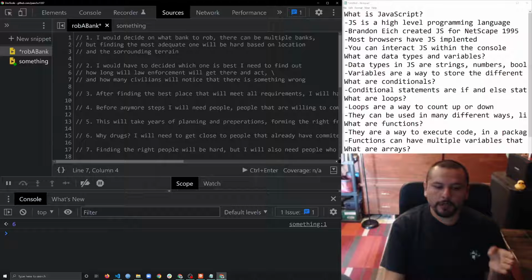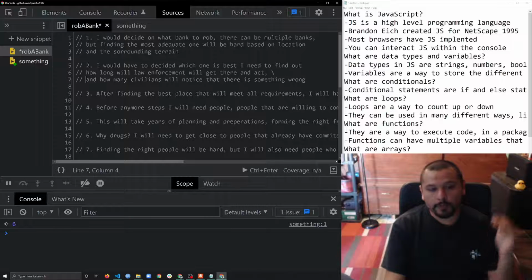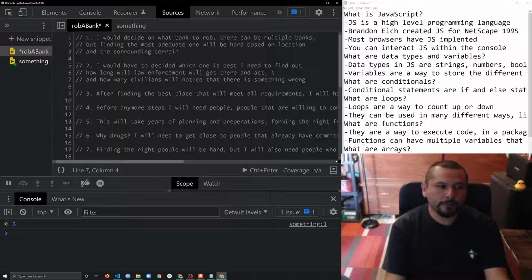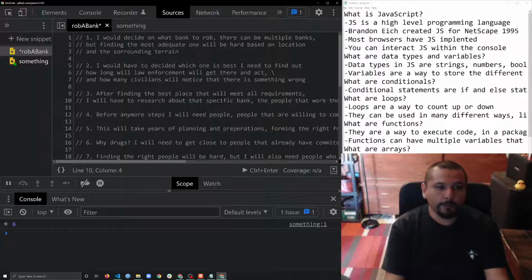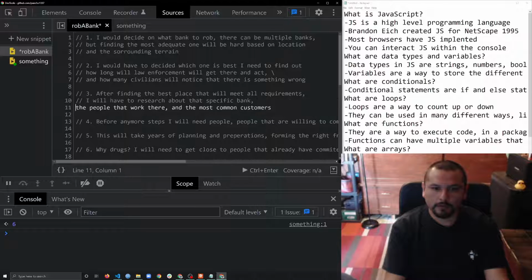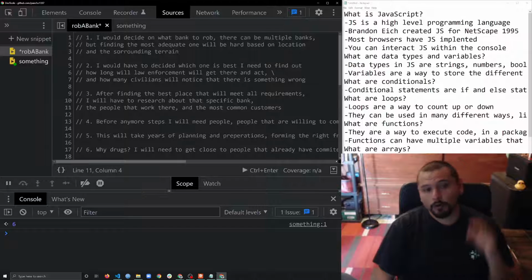Trying to come up with this decision to say, hey, when there are minimal people, that's when we should act. As step number 3, he wrote, after finding the best place that will meet all requirements, I will have to research about that specific bank. The people that work there and the most common customers. All right, interesting. So more reconnaissance.